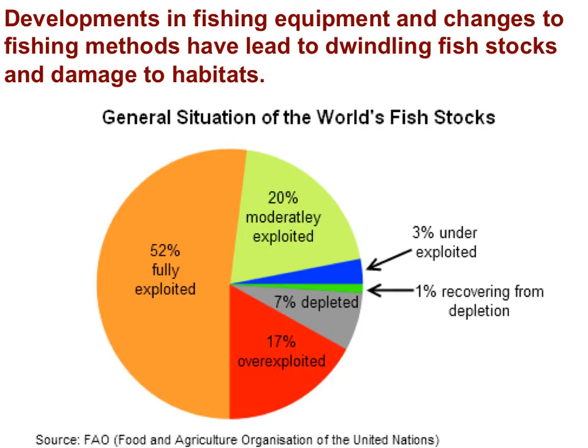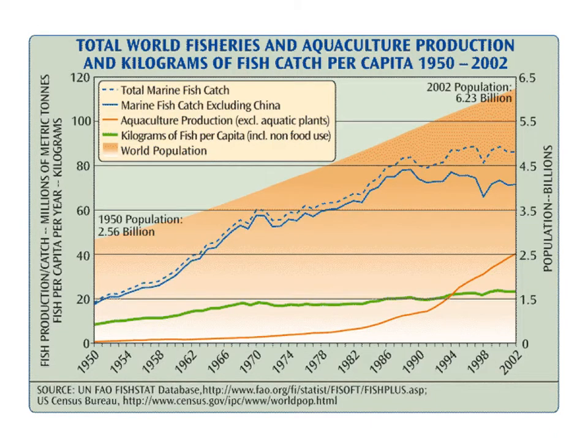The world's fish stocks are at the brink of collapse, with only 23% of the stocks underexploited or just moderately exploited, as compared to fully exploited, overexploited, or depleted. In this graph showing fish production over time, there is much to explore.